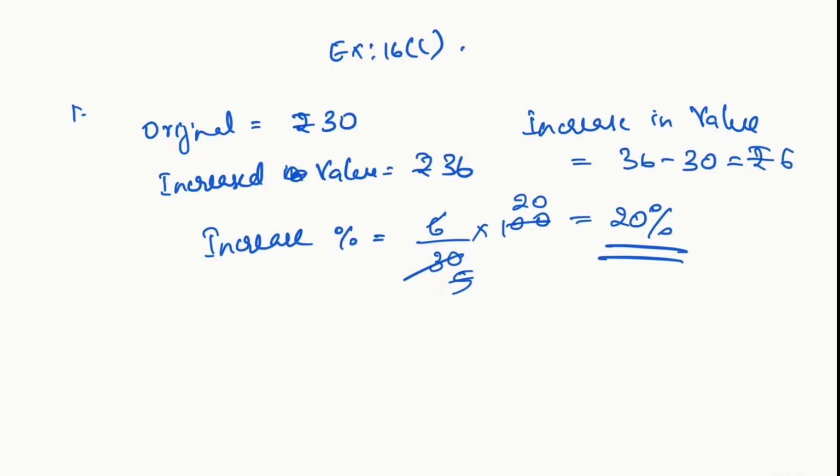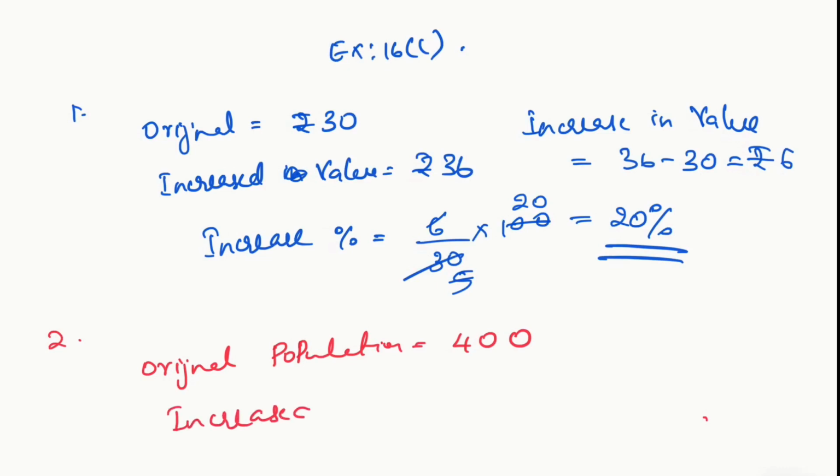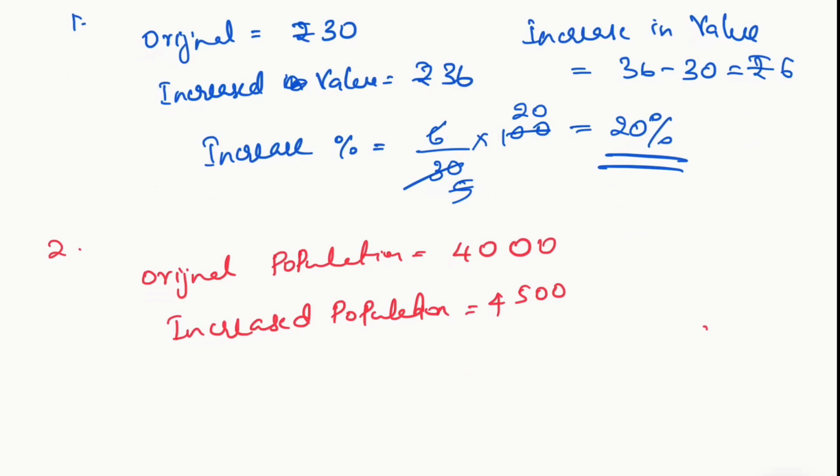Now coming to the second question. The population of a small locality was 4,000 in 1979. So the original population is equal to 4,000. Increased population is 4,500 in 1981. By what percent had the population increased?